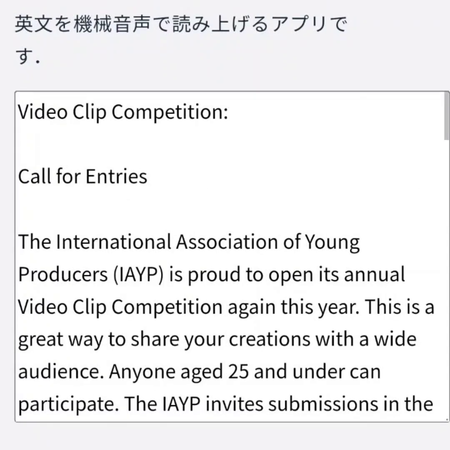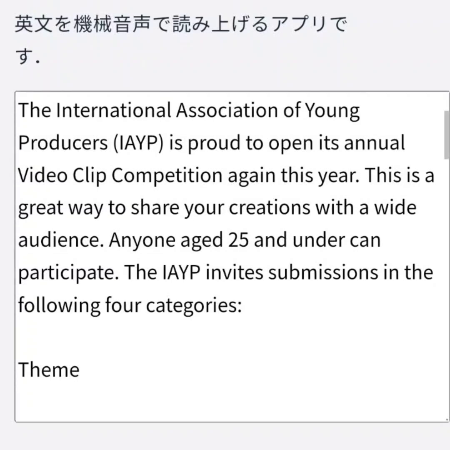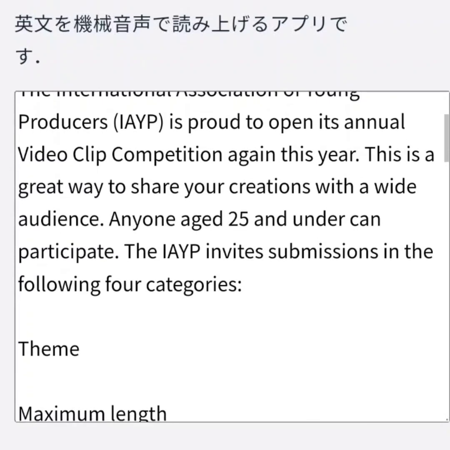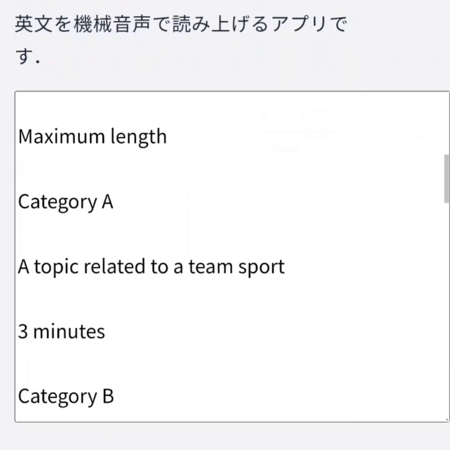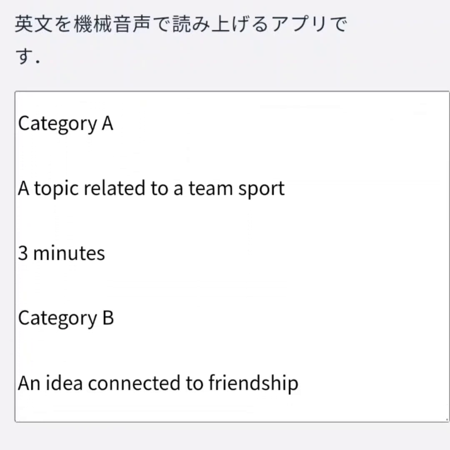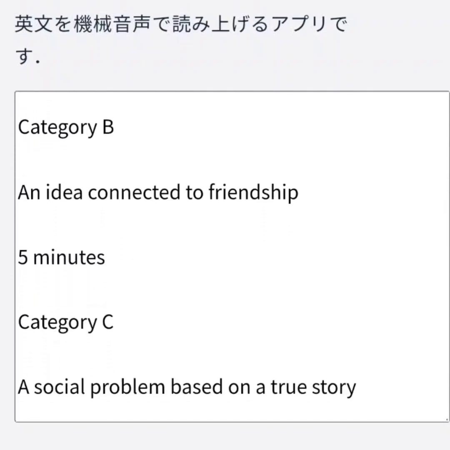Video clip competition. Call for entries. The International Association of Young Producers (IAYP) is proud to open its annual video clip competition again this year. This is a great way to share your creations with a wide audience. Anyone aged 25 and under can participate. The IAYP invites submissions in the following 4 categories. Theme: maximum length. Category A: a topic related to a team sport. 3 minutes.